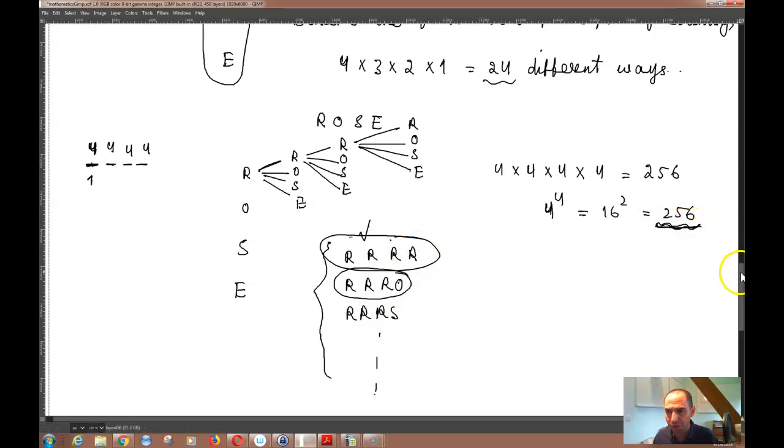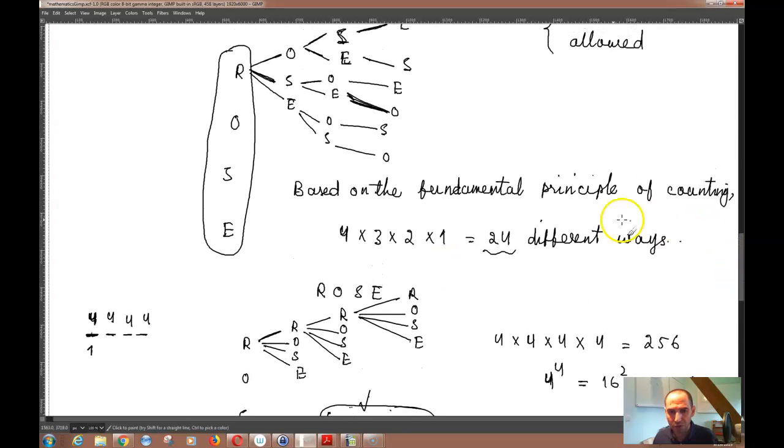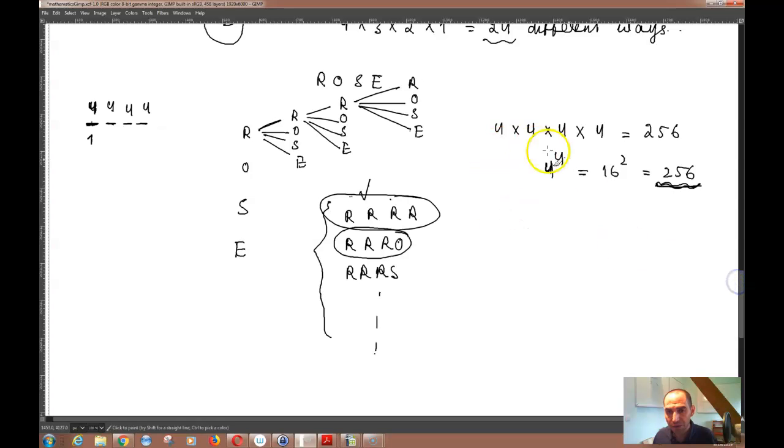So if repetition was allowed, then you would get 256 different words. If repetition was not allowed, then you would get only 24 different words, right? And understanding this concept properly is key to understanding, I would say, the whole of mathematics, because this concept lies at the very foundation of mathematics.